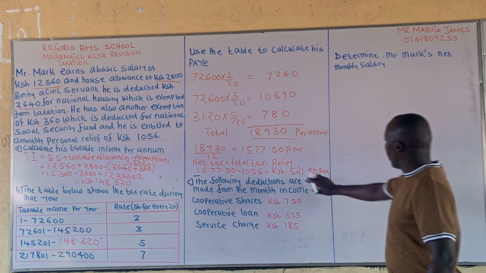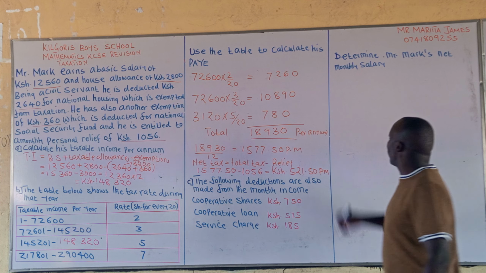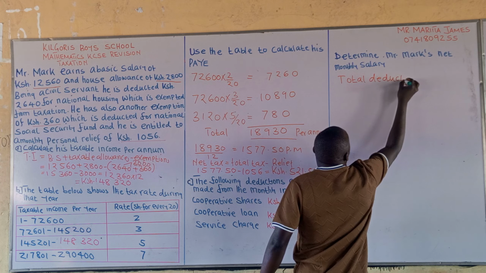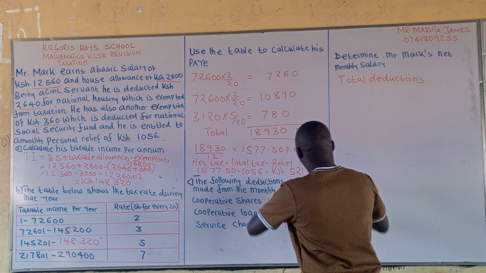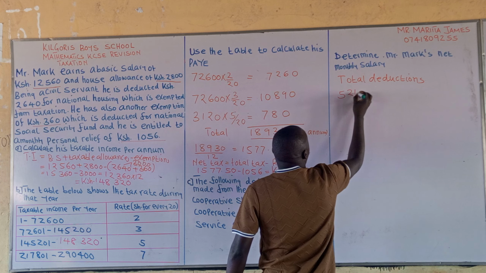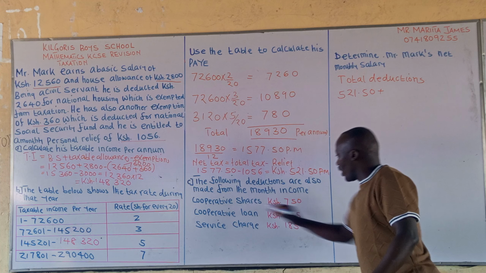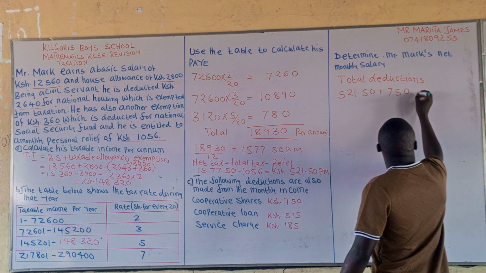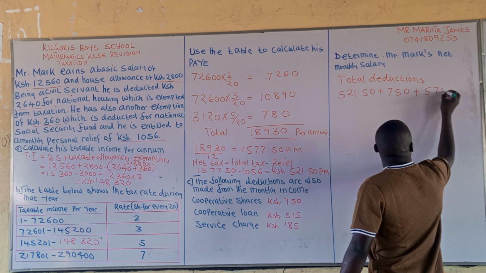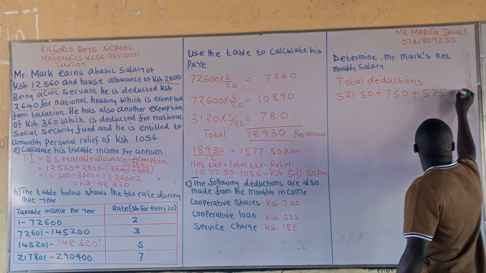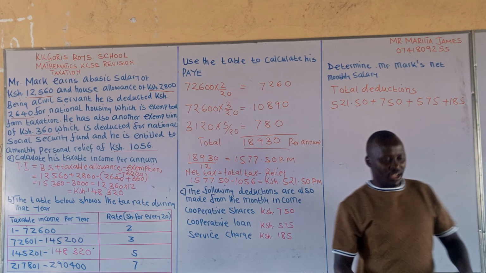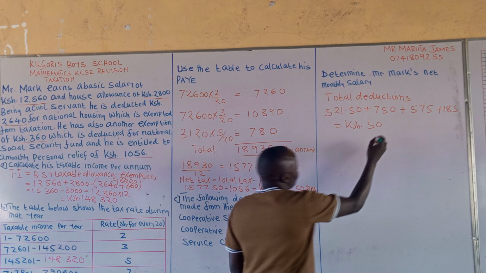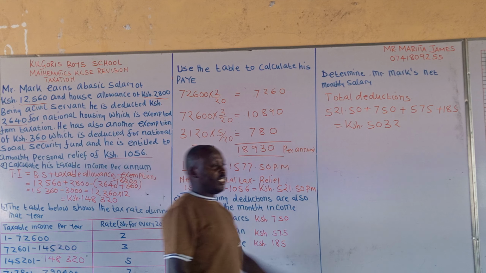Remember, the main deduction is 5,521, and then we have others. So we have to get our total deductions. The total deductions now, we have 521 and 50 cents, plus a cooperative share of 750, then plus the cooperative loan of 575, then plus another one, the service charge of 185. So in that case, it will be Kenya shillings 5,032. So we have 5,032. This is now the total deduction.